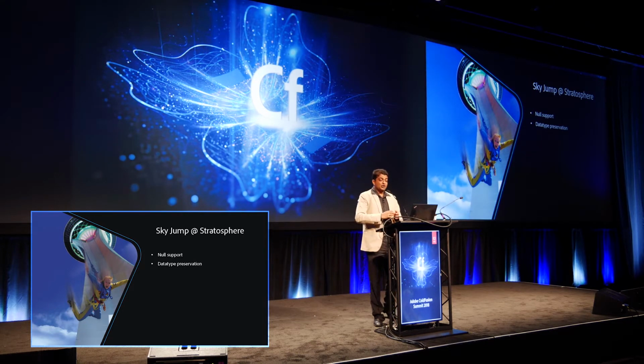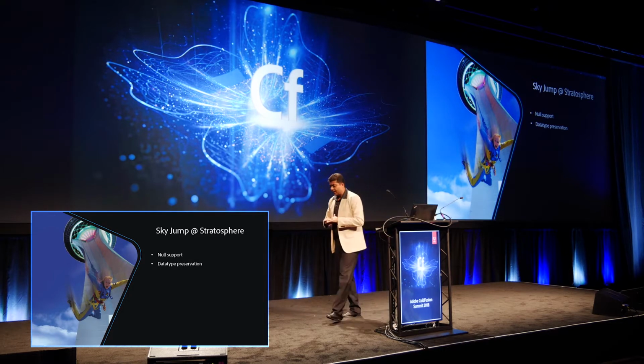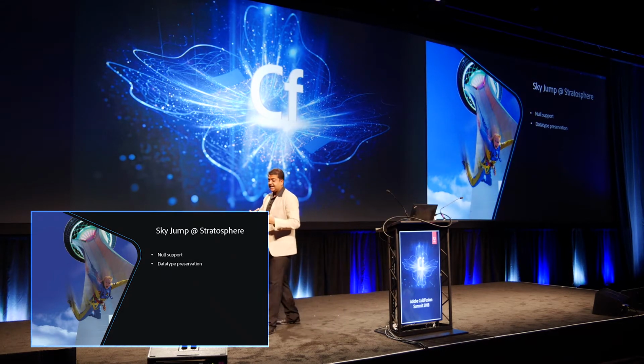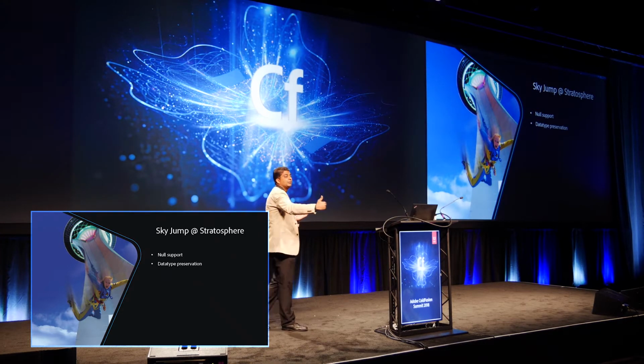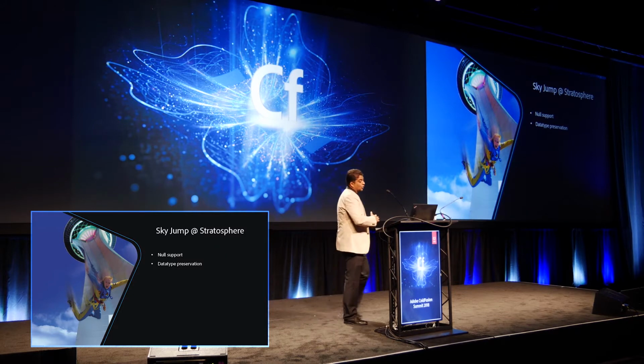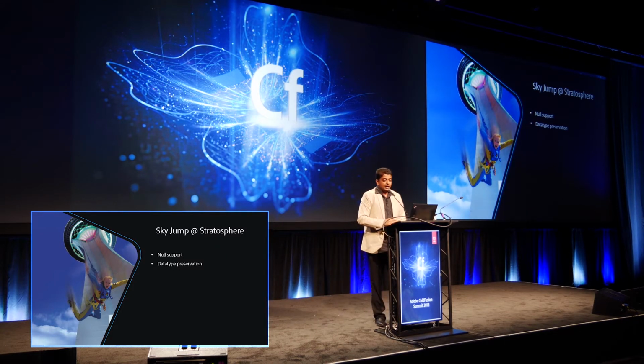We also have the data type preservation. You heard about it in the keynote as well. So if a type is a string, it would be interpreted as a string in ColdFusion 2018. If it's a Boolean, it would continue to be a Boolean in ColdFusion 2018. Okay, so let's start off with the null support.